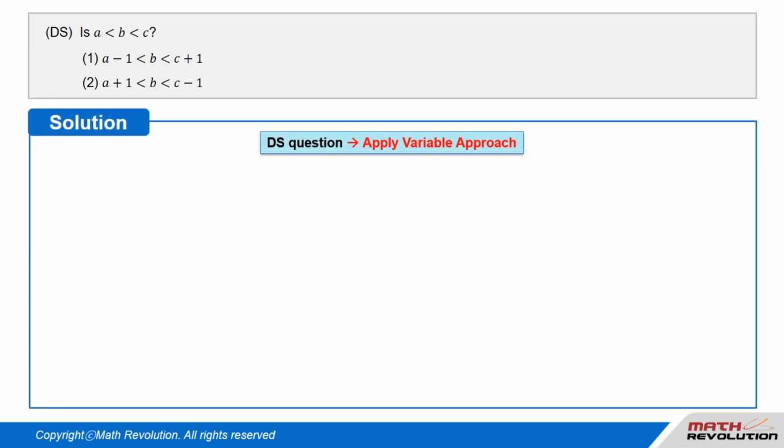Question: DS. Is A less than B, which is less than C? Condition 1. A minus 1 is less than B, which is less than C plus 1. Condition 2. A plus 1 is less than B, which is less than C minus 1. Solution. Let us solve this DS question using the variable approach.